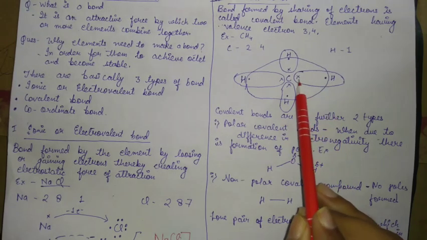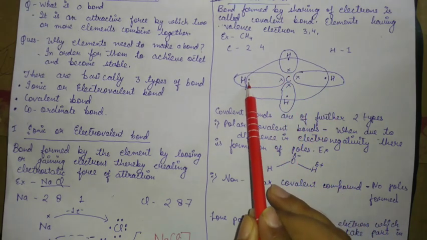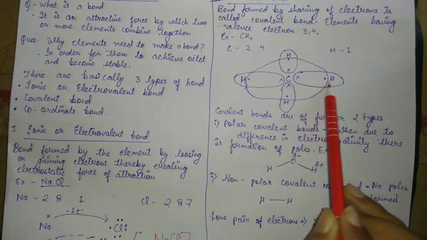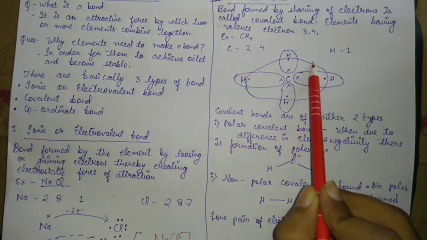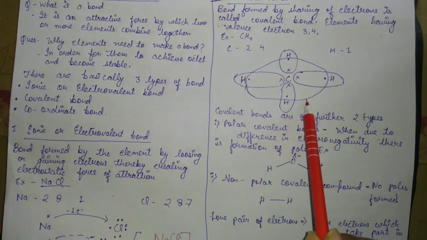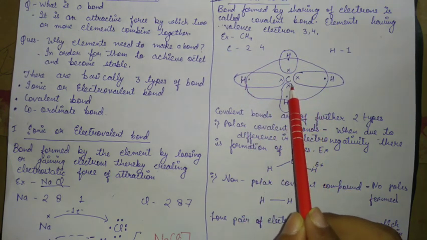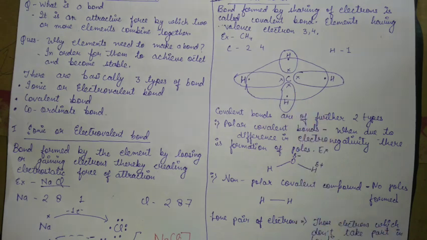So each hydrogen shares one electron with carbon and forms a duplet, that is 2 electrons, so that it becomes stable. And carbon shares one electron from each hydrogen, in total 4 electrons, and in total gains 8 electrons and becomes stable. This type of bond is known as a covalent bond. Covalent bonds are further of two types, polar covalent and non-polar covalent.